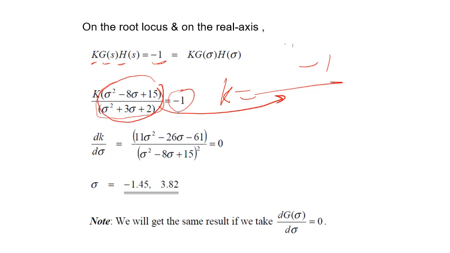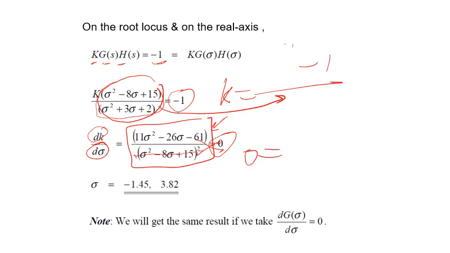Now, once you put it, rearrange the equation and find dK by d sigma. Differentiate that function. When you differentiate it, you will get this value. This is the differentiation of the function given. Make it equal to 0. If you make it equal to 0 by cross multiplication, you will find 0 times this value is equal to whatever is coming from here, which is 11 sigma or S, no problem, sigma square or S square minus 26 sigma minus 61.